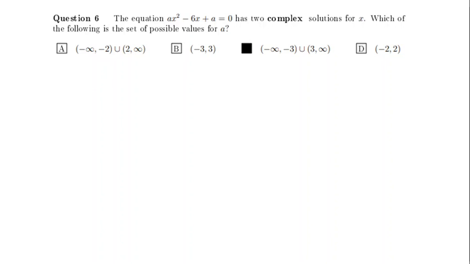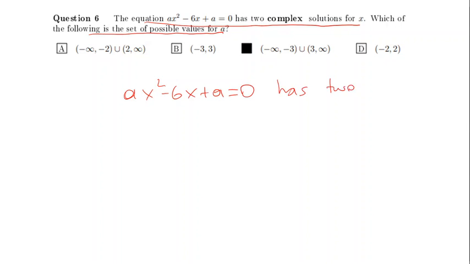Now the equation ax squared minus 6x plus a has 2 complex solutions for x. Which of the following is a set of possible values for a? So this is all about the discriminant. So ax squared minus 6x plus a equal to 0 has 2 complex solutions. So what's the condition to have 2 complex solutions?